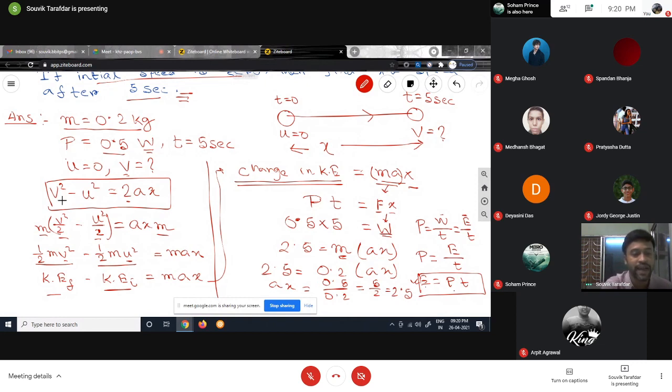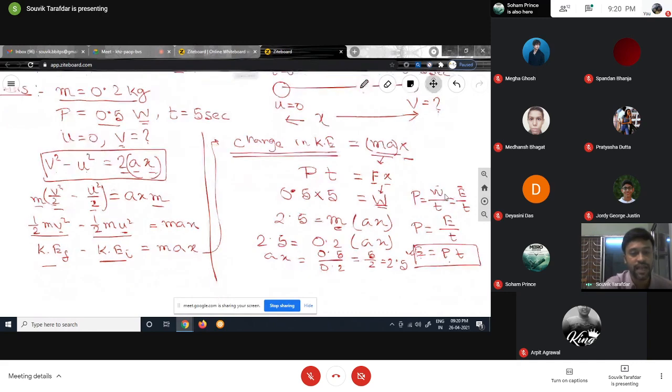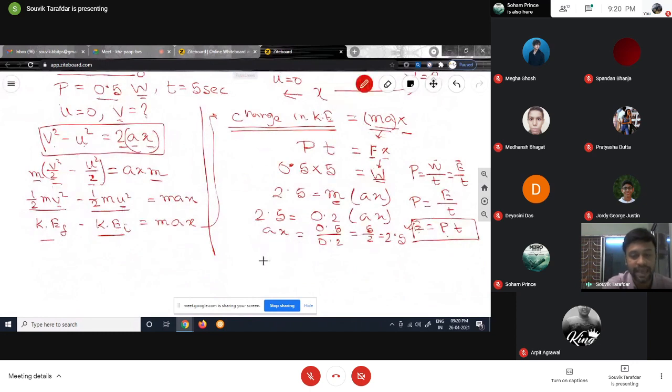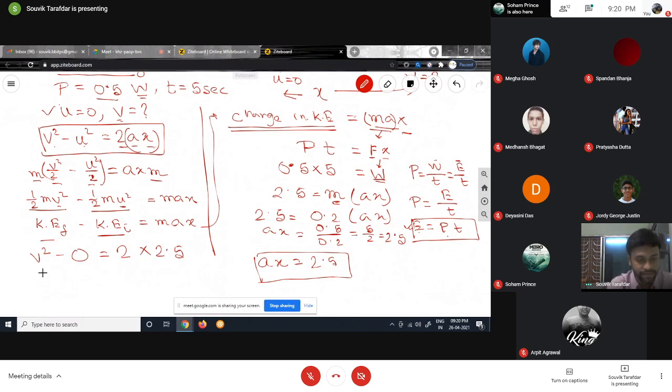Now see one thing, V square minus U square is equal to 2AX. And we got to know A into X is how much. Now this value we will use. Now we know what AX is. So now V square minus U square, U is how much? Here it is written 0. So with U as 0, it is equal to 2 into 2.5. 2 into 2.5.